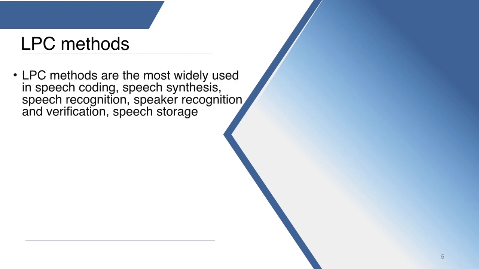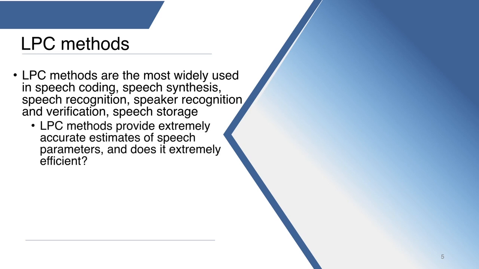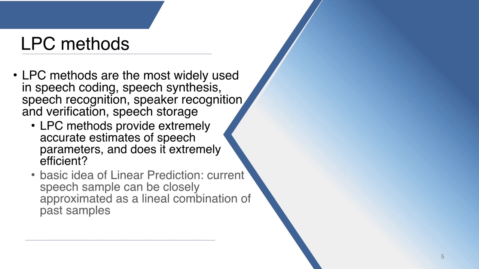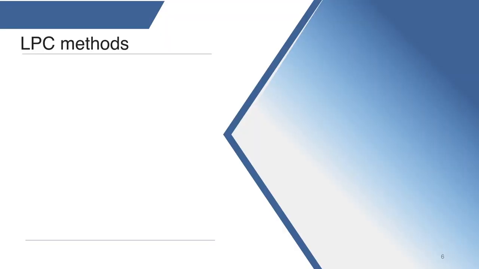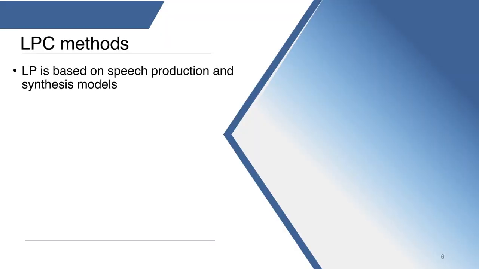LPC methods have been widely used in speech coding, speech synthesis, speech recognition, speaker recognition and verification, and speech storage. LPC methods provide extremely accurate estimates of speech parameters. Are they extremely efficient? The basic idea of linear prediction is that the current speech sample can be closely approximated as a linear combination of the past samples. From the view of mathematics, linear predictive analysis is a simple form of first-order extrapolation. It can be used as a method of reducing the amount of data needed to approximately encode a series of values representing voice. LP is also based on speech production and synthesis models.